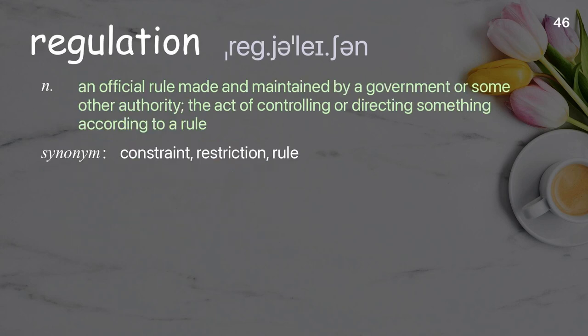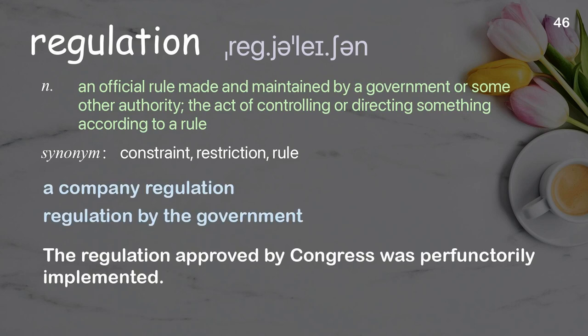Regulation. An official rule made and maintained by a government or some other authority. The act of controlling or directing something according to a rule. Examples. A company regulation. Regulation by the government. The regulation approved by Congress was perfunctorily implemented.